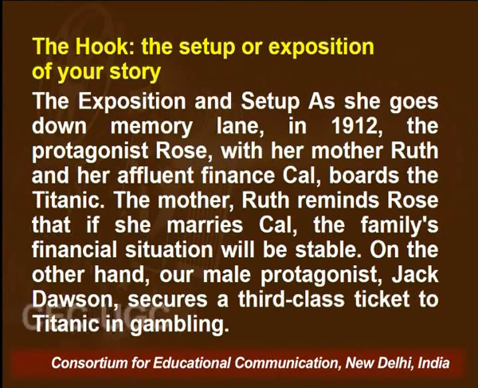What is the hook? The exposition and the setup, as she goes down memory lane in 1912. The protagonist Rose, the actress, with her mother Ruth and her affluent fiance Carl, boards the Titanic. The mother Ruth reminds Rose that if she marries Carl, the family's financial situation will be stable. On the other hand, our male protagonist, Jack Dawson, secures a third-class ticket to the Titanic in gambling.